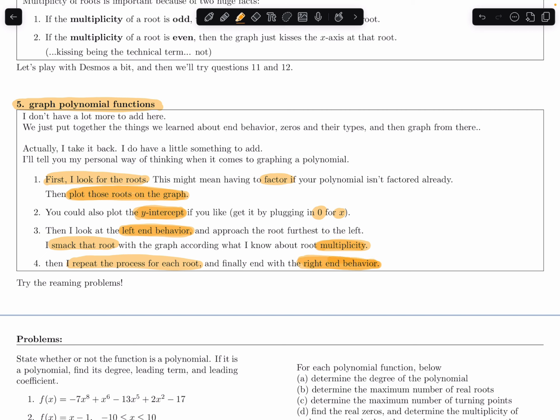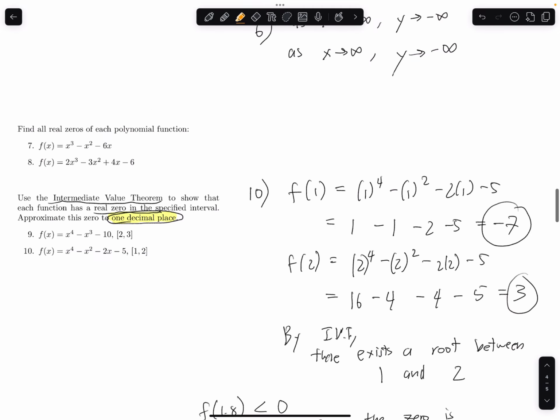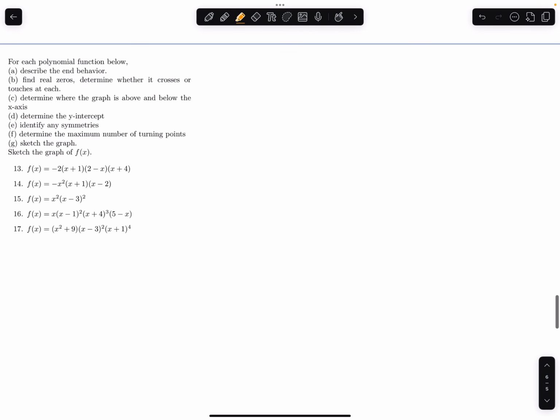You could actually get by without doing the right end behavior, based on just the multiplicity of the roots and whether it goes through or not, but you should double check and make sure that you're matching with what you expect the right end behavior to be. Okay, so that's the process. We're going to answer the last 5 questions. I have them copied and pasted down here. And along the way, there's a bunch of things that they ask us to do, like steps A through G. All right, let's start with number 13.